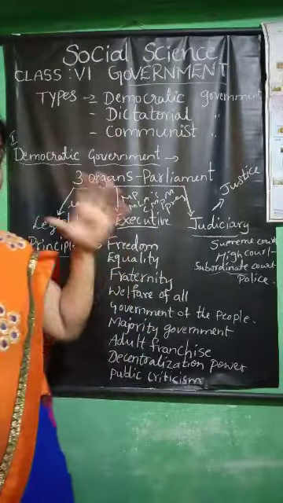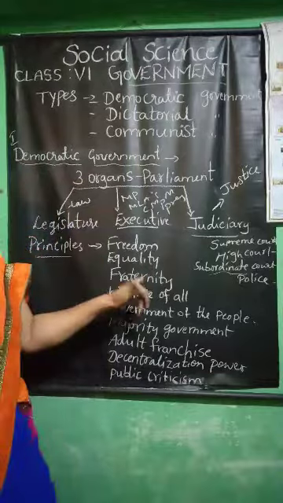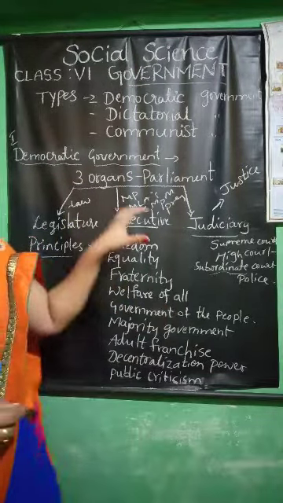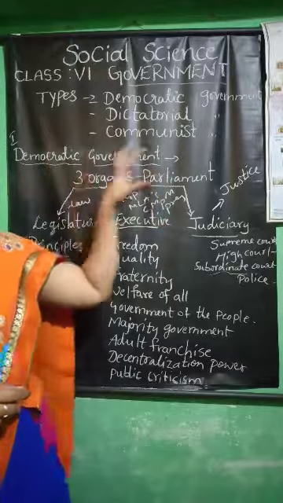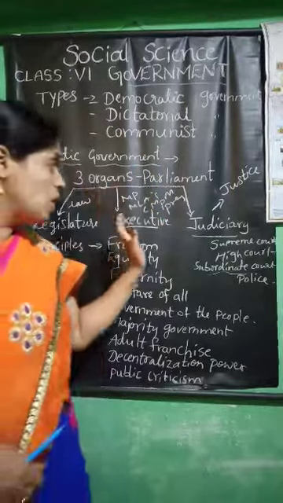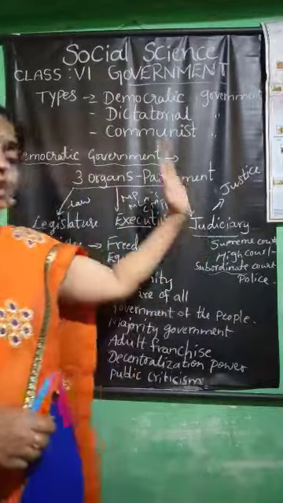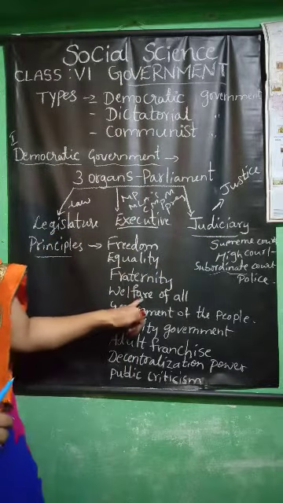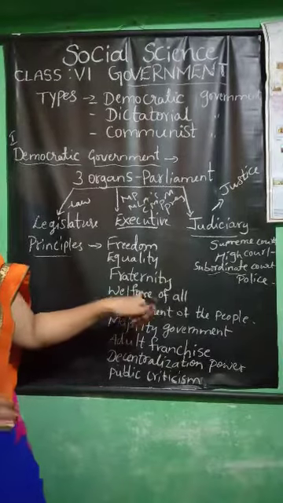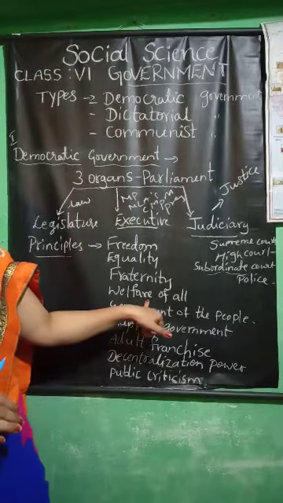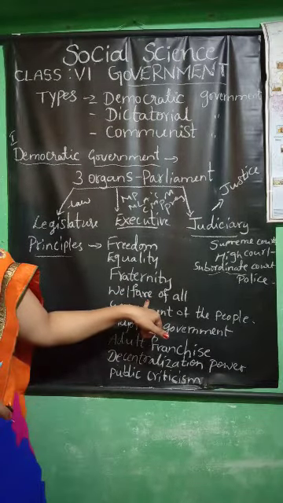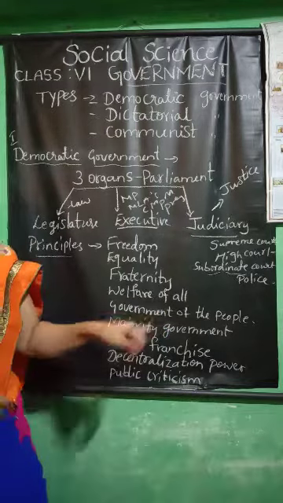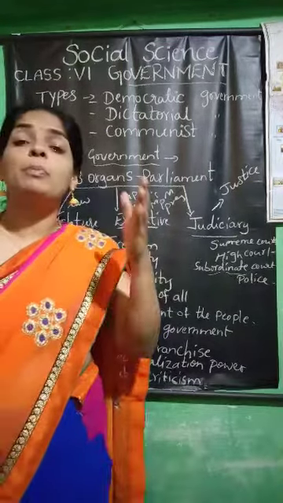Fraternity means all are one, that sense of oneness. Then welfare of all. Whatever laws the government is making, executing, or administrating, every government should take care of the welfare of the people of that country.